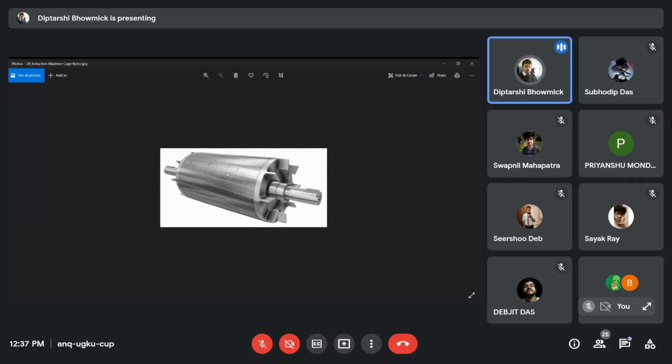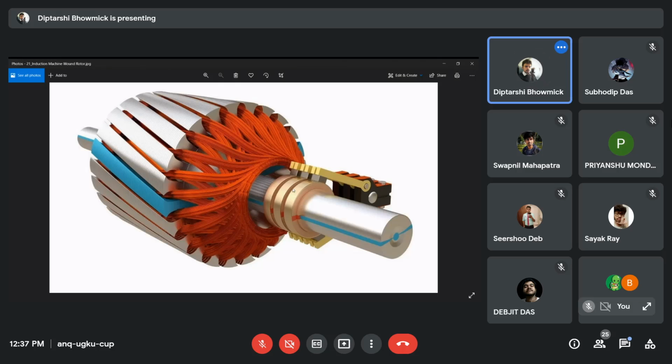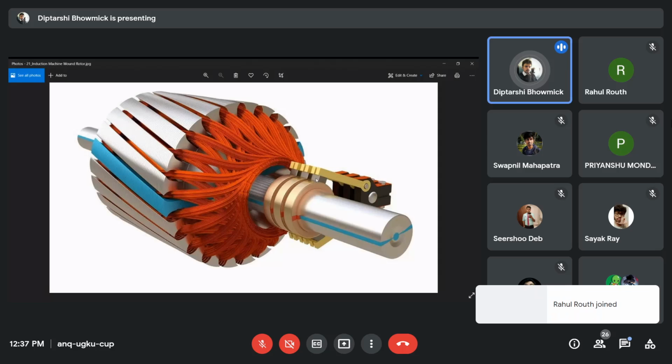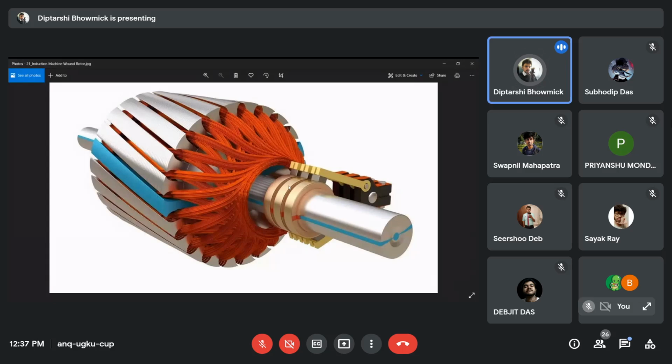Well, this is the rotor. The rotor is basically of two types. One is squirrel cage rotor, which looks like this, and another is the slip ring rotor, which looks like this. The slip ring rotor means slip ring rotor has three rings on the shaft. And it has three brushes which can slide over the rings, just like the DC machine commutator.